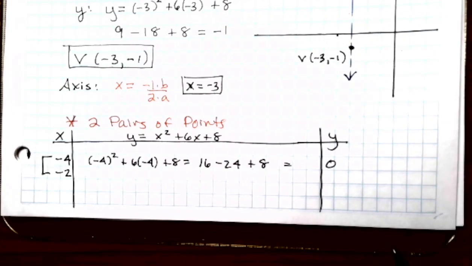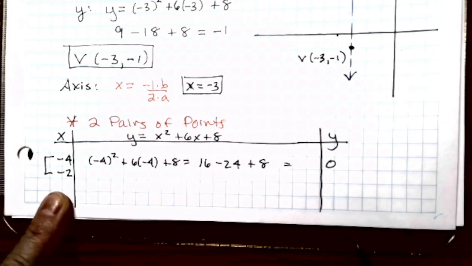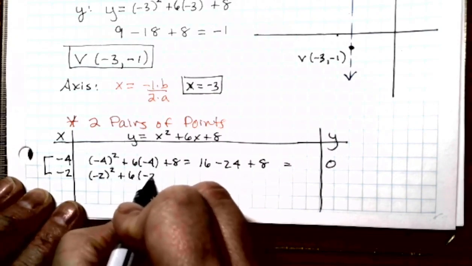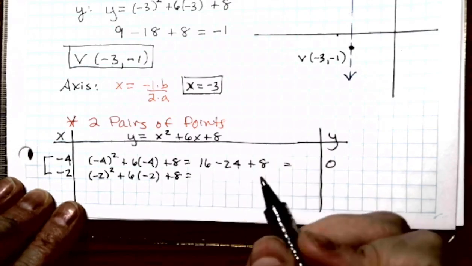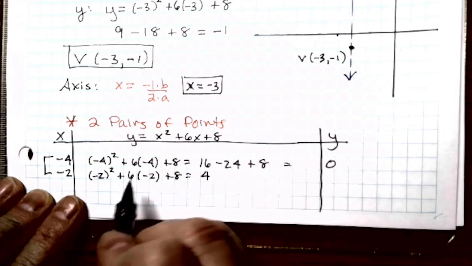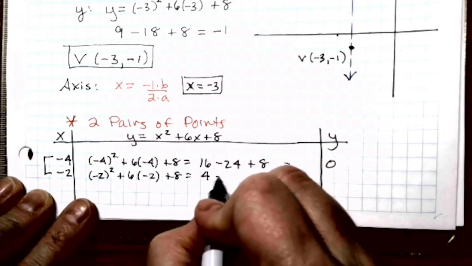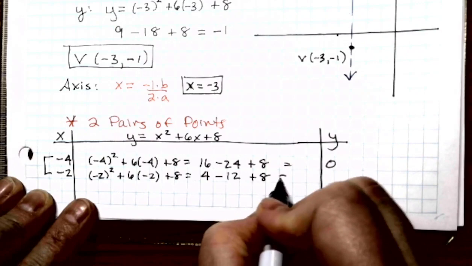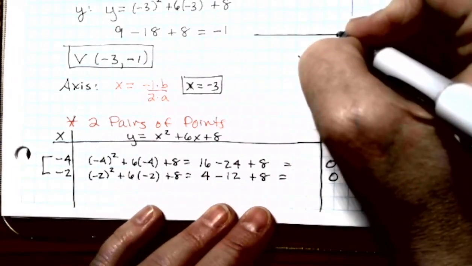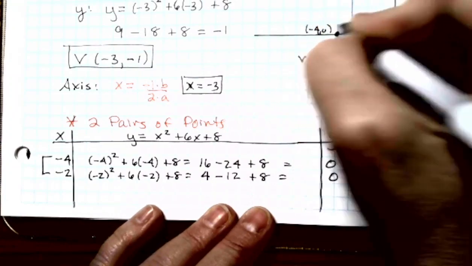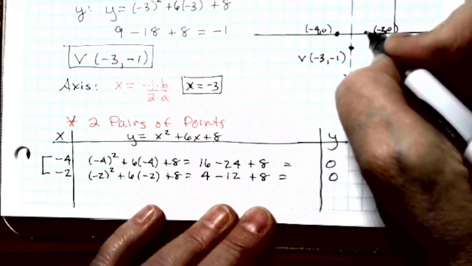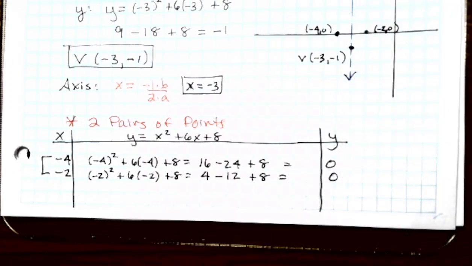Now if we did this right, I should get a 0 when I substitute the -2 in. So let's do it. -2 squared plus 6 times -2 plus 8. Exponent first, -2 times -2 is 4. Now multiply, 6 times -2 is -12, plus an 8 is also 0. So coming onto our graph, we have -4, 0, and we have -2, 0. And yes, you do need to label those points on your graph. All right, that's one pair.